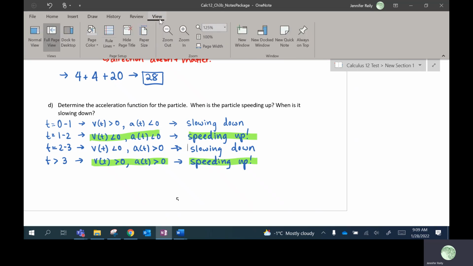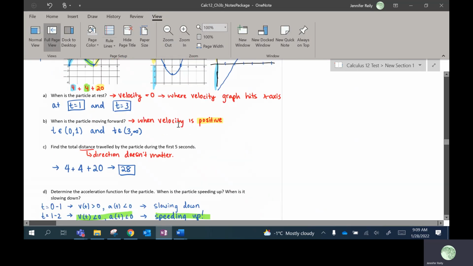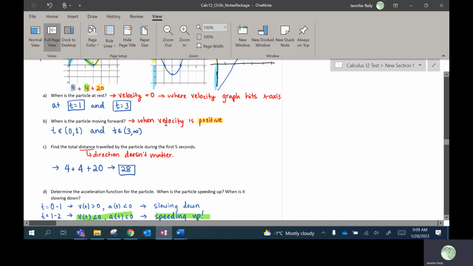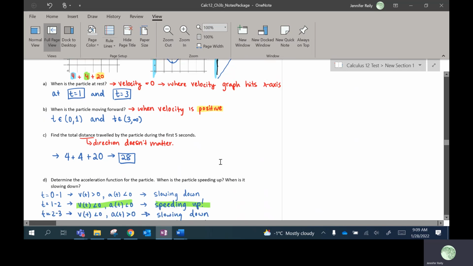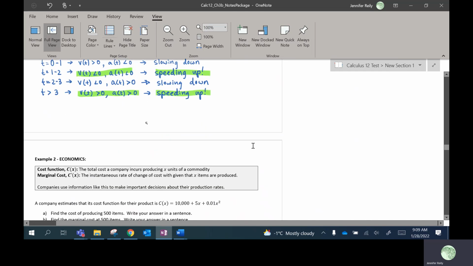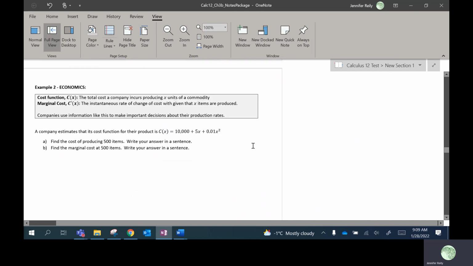Okay, so that's kind of the physics example. All the physics examples will be pretty much the same. You'll be given graphs of the position, velocity, and acceleration, and then you have to answer questions about when the particle is going in what direction, or how far it travels, or when it's speeding up or slowing down. Okay, the other type of example I want to go over today is in economics.